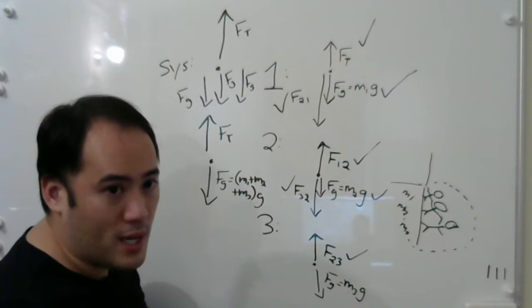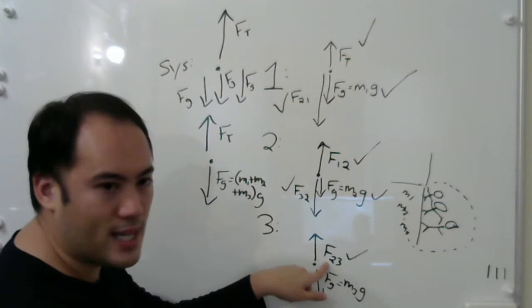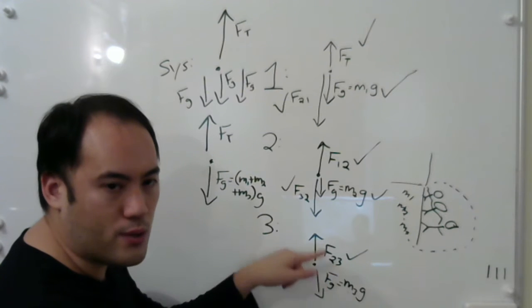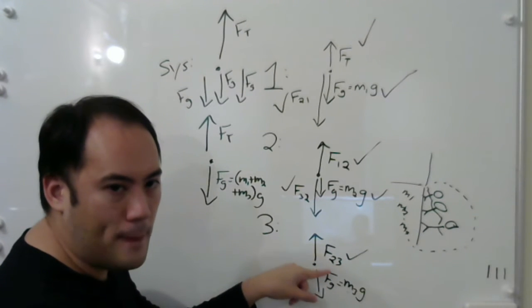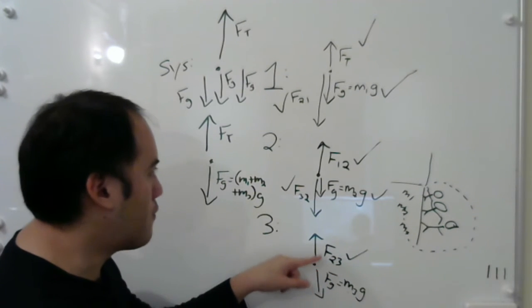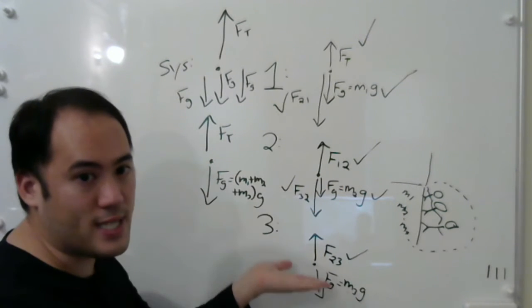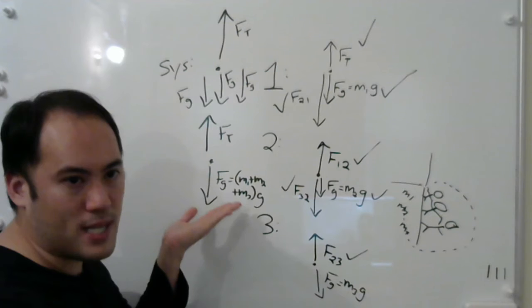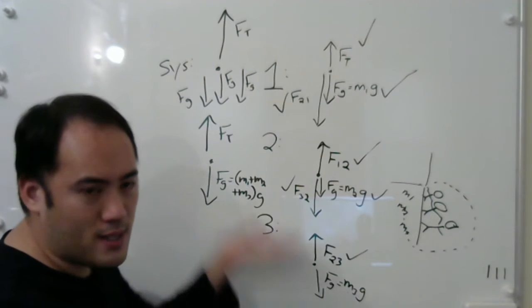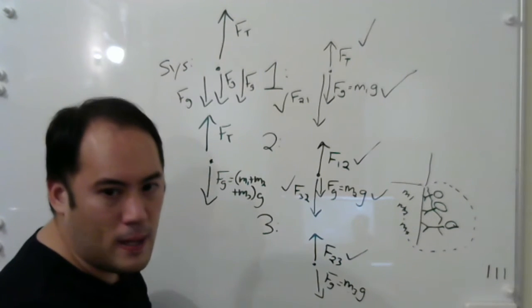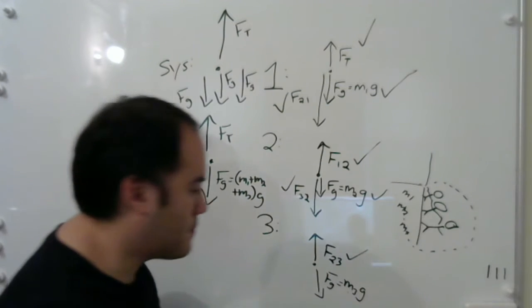But if you wanted to make it more complex, you would have to break it down and find F2 on 3, the force from person 2 on person 3, or the force on person 2 from person 1. Those you need to break it down, because in the system free body diagram, they disappear because they're internal forces. So great job.